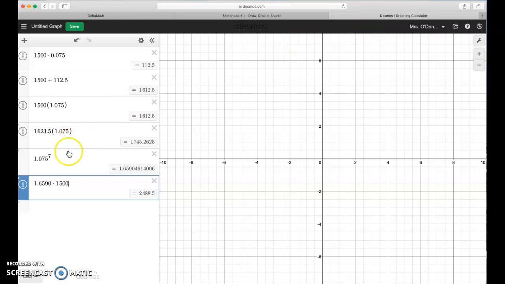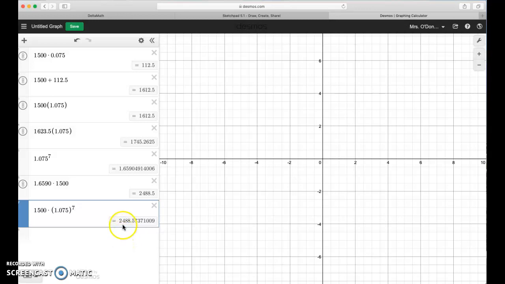If you have a calculator at home, you can keep the answer in your calculator and it'll eliminate some of that rounding. Or if you're using Delta Math or Desmos like I am, you can type in more of the formula. Let's see here, 1.075 raised to the 7th. And now it's giving us a more precise answer. Where did my mouse go? Here it is. A more precise answer, so that 7 would round the 5 up to a 6.